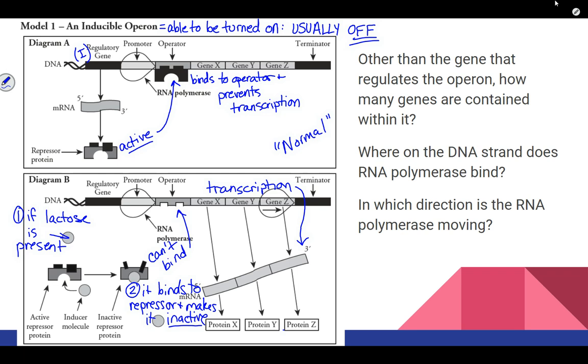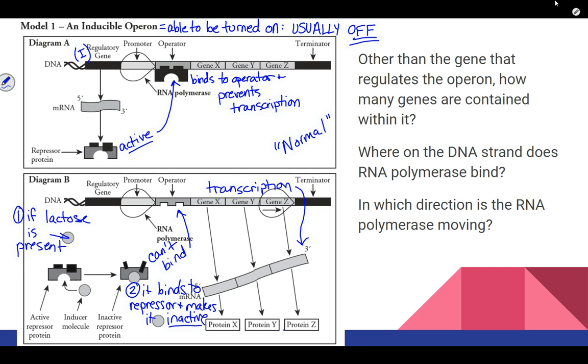That'll be broken down and digested. And then when there's no lactose, then there's nothing bound here anymore. That repressor protein will go back to its active shape. It'll bond to the DNA and it'll say, okay, no more lactose. We don't need to make these enzymes anymore. And turn it back off.